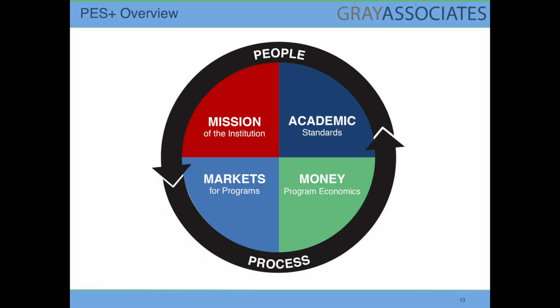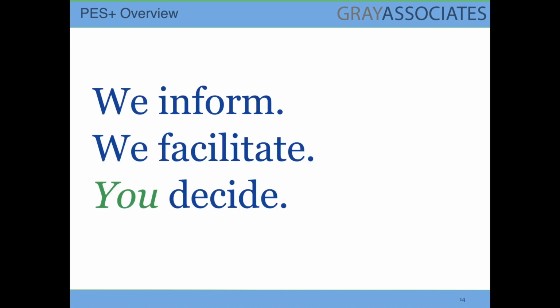So now that you've seen PES Plus in action, I just want to close with our process wheel one more time. So PES Plus took a really close look at the markets for programs, helping you understand the markets for your programs you're offering or that you're considering offering. Our next video will take a look at the money and the margins through our program economics platform. But really what's so key about our collaborative process is it all comes together with the people. So we inform, we facilitate, and ultimately you and your academic leadership team will come together and make the program decisions that are best for your institution.